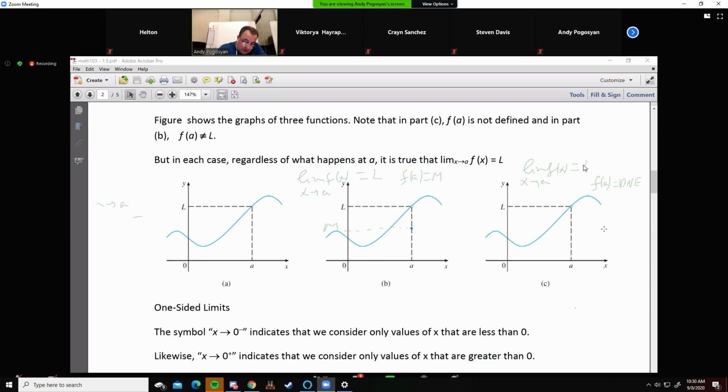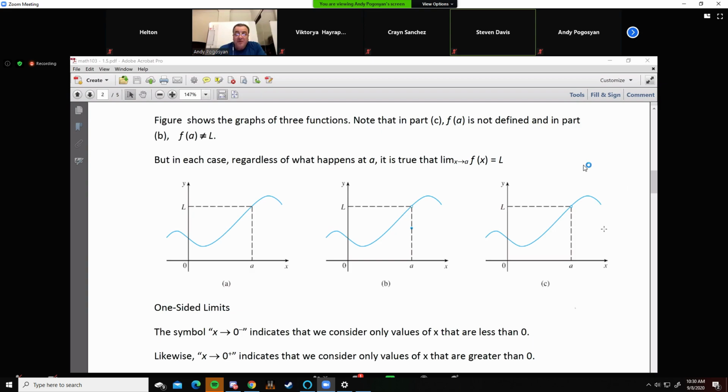Okay, any questions? Sorry, so the limit on the middle one is the little dot below the open circle? Yes, that's the function value.